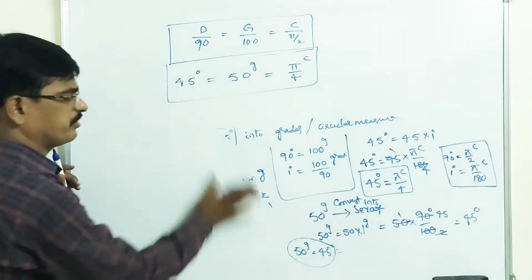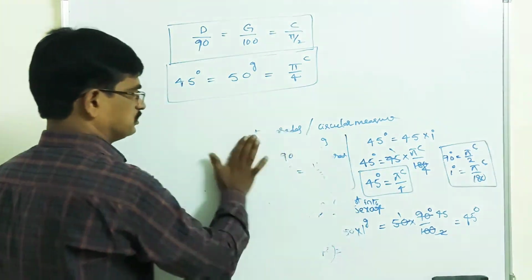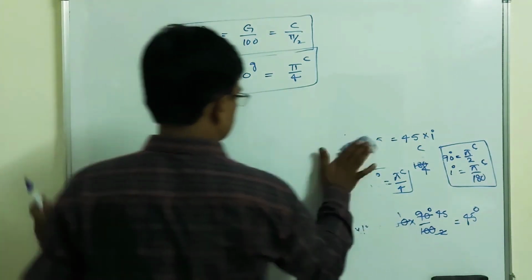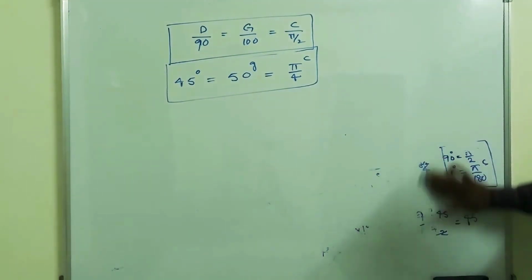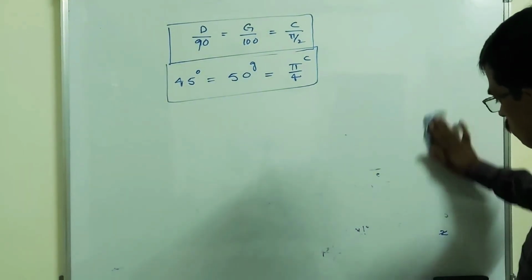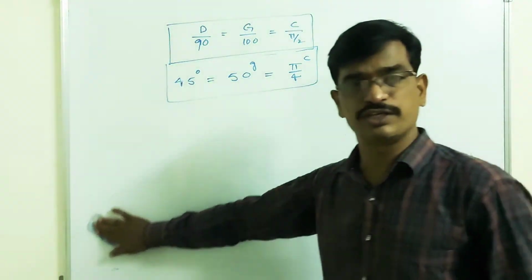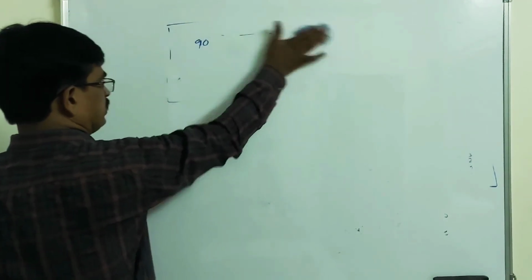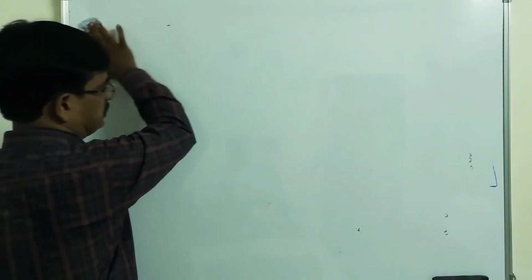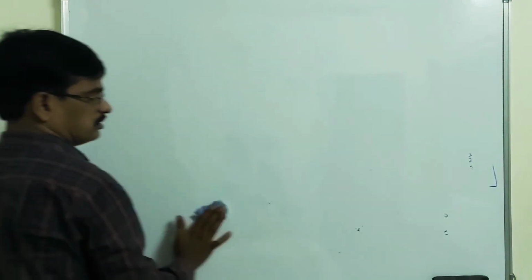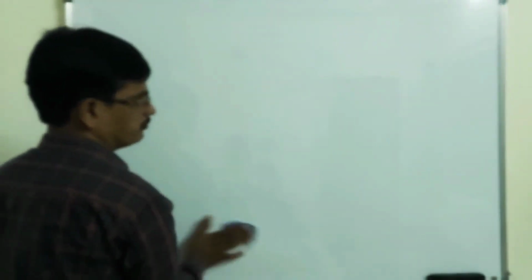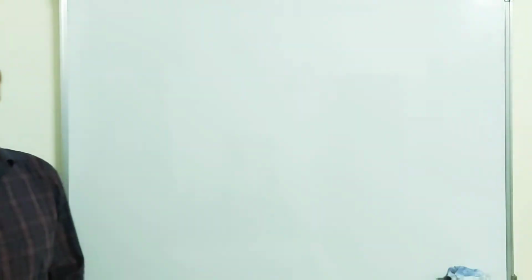In algebra we have so many identities, like a plus b whole square, a minus b whole square, a plus b whole cubed, a minus b whole cubed, a cubed plus b cubed, a cubed minus b cubed, a plus b plus c whole square. Like that we have many identities. In trigonometry also we have some identities. Initially we are going to prove those identities with the help of a right triangle.